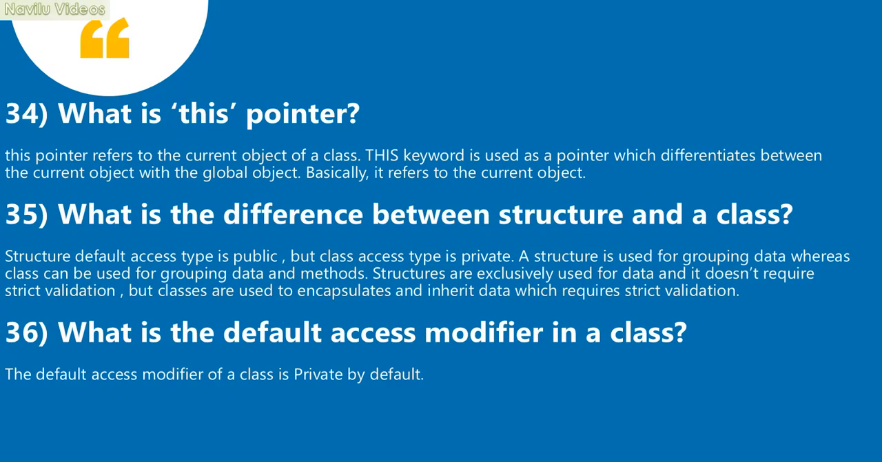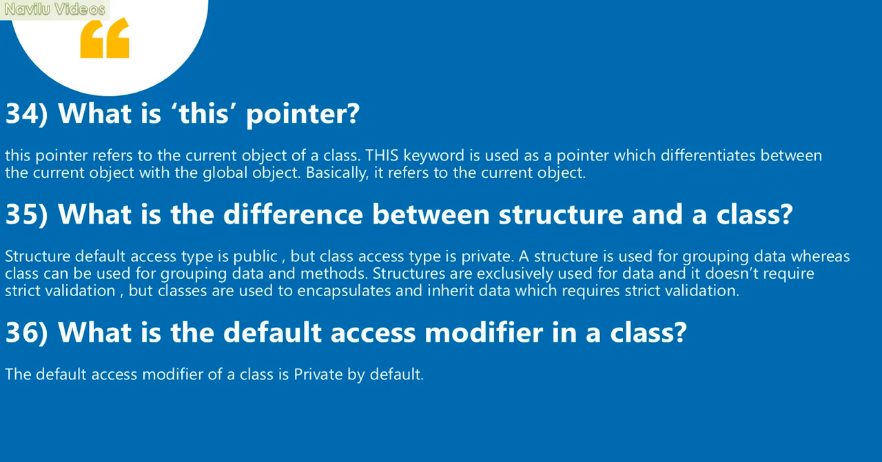35. What is the difference between a structure and a class? Structure default access type is public, but class access type is private. A structure is used for grouping data, whereas a class can be used for grouping data and methods. Structures are exclusively used for data and don't require strict validation, but classes are used to encapsulate and inherit data which requires strict validation.